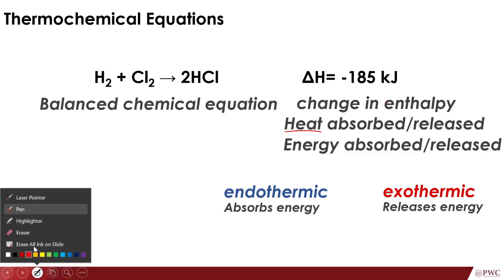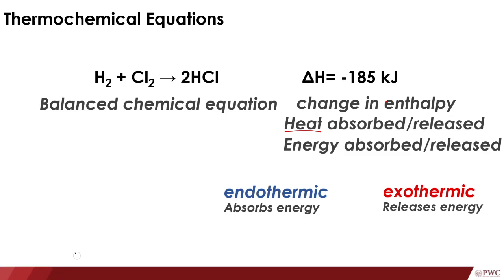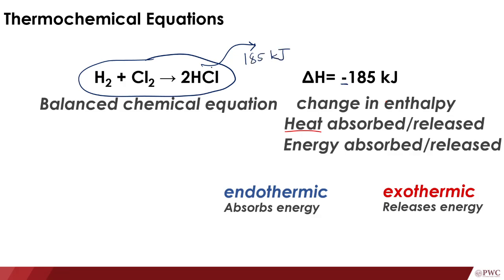So in this reaction here, H2 plus Cl2 producing HCl, delta H here is negative 185 kilojoules. So here delta H is negative, meaning that in this reaction, in the formation of HCl, energy is released, and the energy again is equal to 185 kilojoules. And of course, this energy is released in the form of heat. So again, the change in enthalpy is equal to the heat absorbed or released during the reaction.